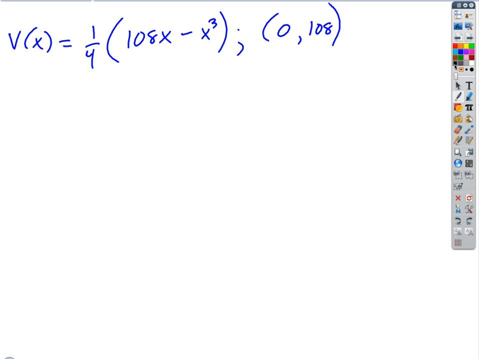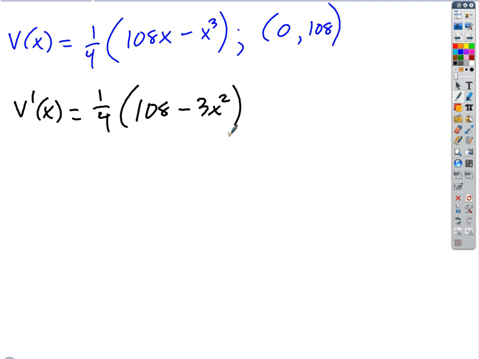If I'm going to analyze this thing with a table. Derivative, yeah. Yes, differentiate V. So V prime. Got my 1/4 out front. Just leave that there. Derivative of the first term? 108. This is an easy one, isn't it? Minus. Okay, piece of cake, right?